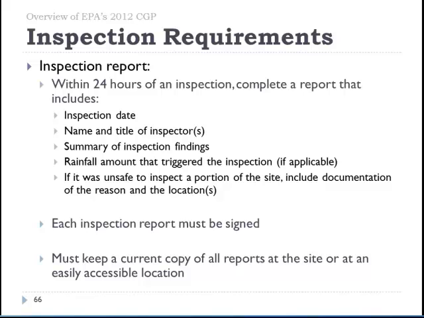You would need to have your inspection report signed in accordance with the signatory requirements in the permit, and you'll need to keep current copies of all inspection reports at your site or have it be easily accessible.